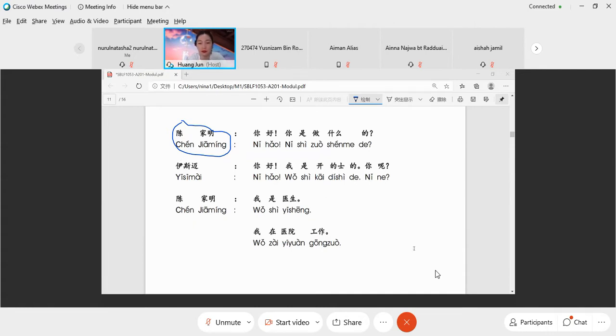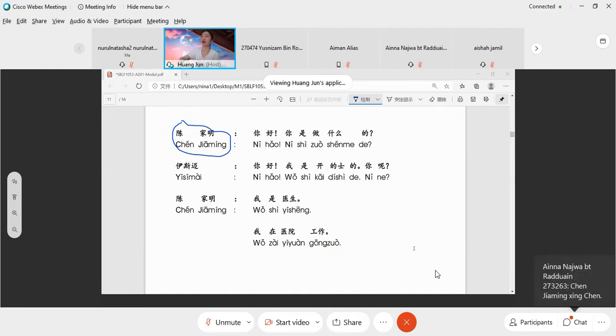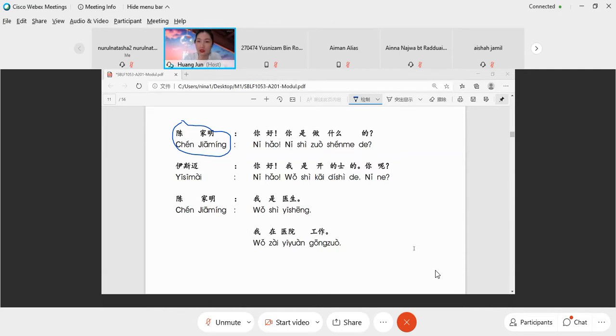陈家明姓什么？The basic question in lesson 1. This is what we have learned in lesson 1. Make sure you know how to answer me. 陈家明姓陈, no problem. So this will be the correct answer. I'm asking what is Chen Jiaming's surname. So surname is the first one, right?